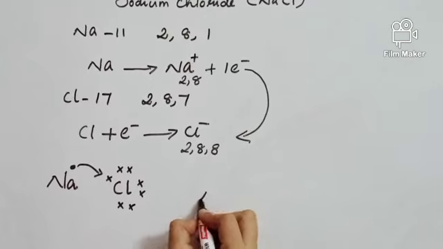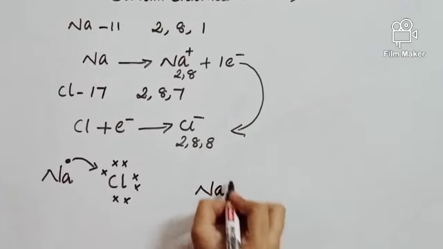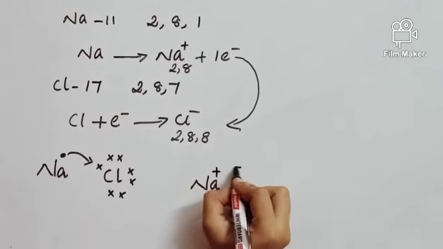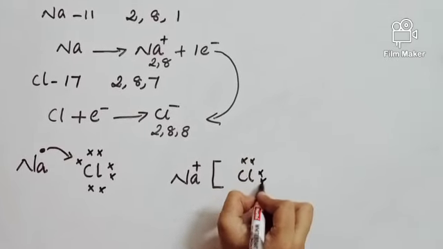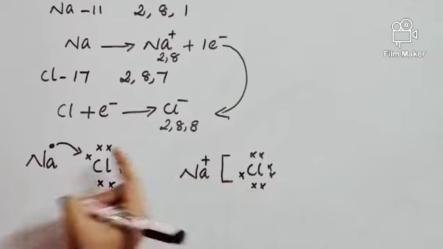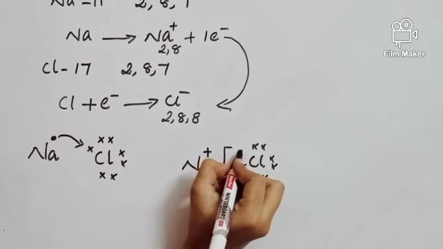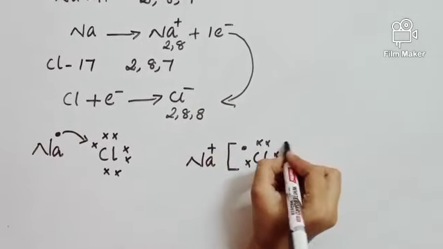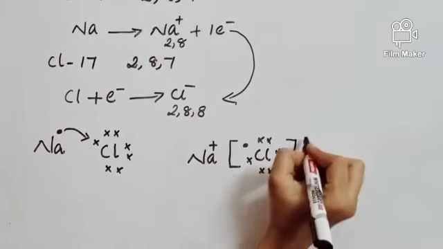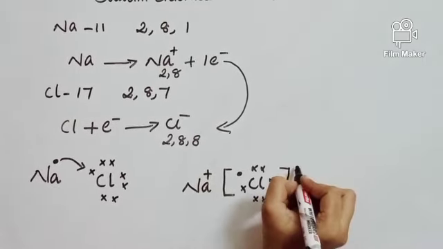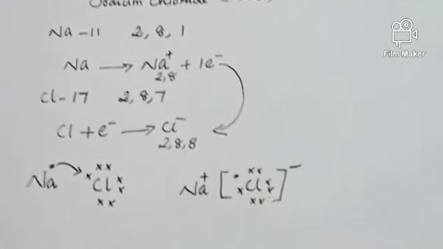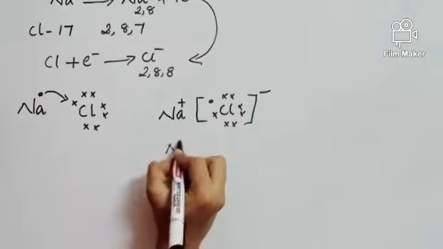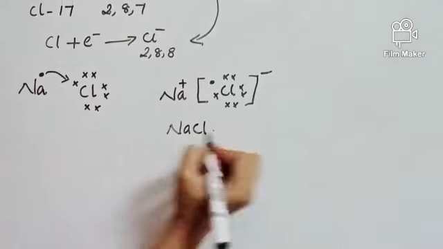So what will happen? Sodium, since it gives one electron, becomes positively charged. And chlorine, already having 7 electrons, plus it attained one electron from the sodium, so now it becomes 8 electrons. As it accepted an electron, the charge becomes Cl-. So Na+ and Cl- together form the compound NaCl.